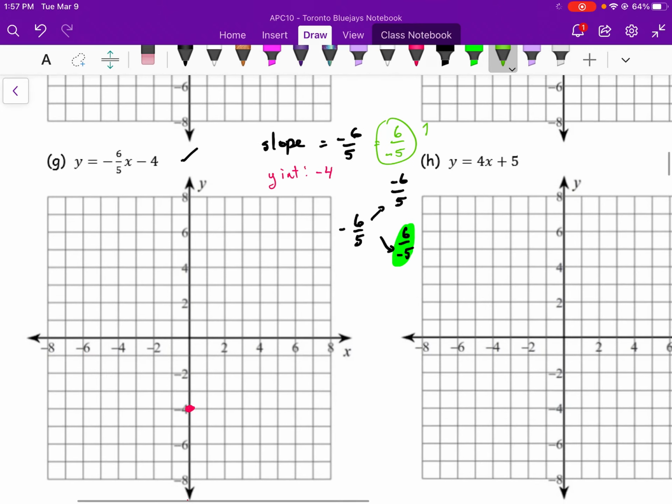So that means that I go up 6, but I go to the left 5, right? The vertical change is +6, but my horizontal change is 5 to the negative, 5 to the left. So I simply count up 1, 2, 3, 4, 5, 6, and I count over to the left 5 units. 1, 2, 3, 4, 5. So here's my second point. There are my 2 points for my graph.